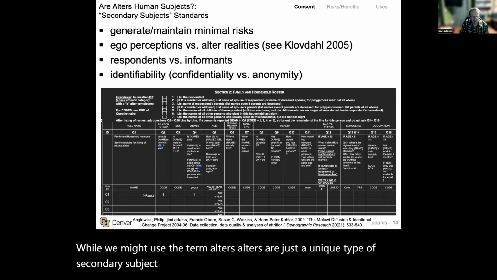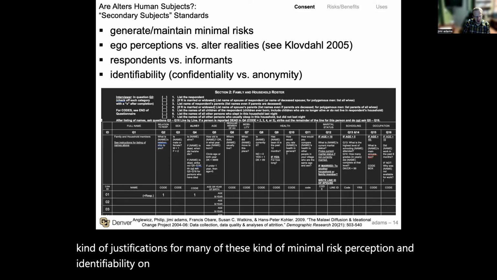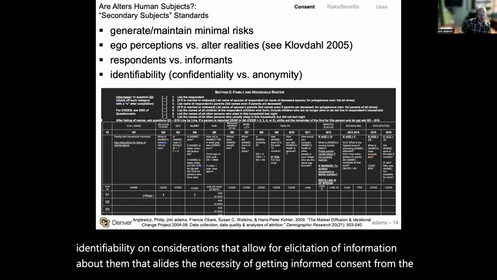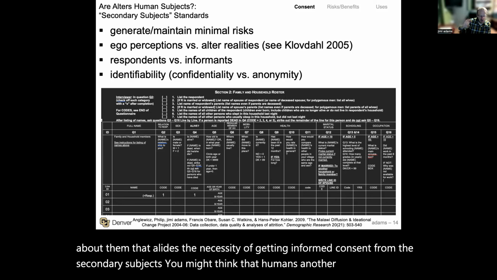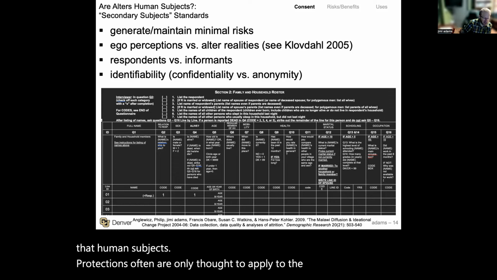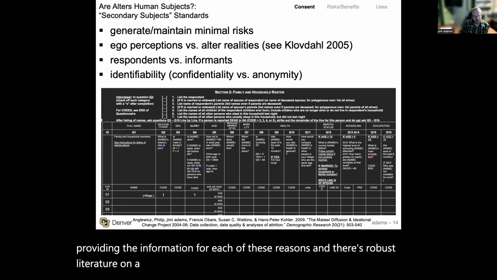And the literature on secondary subjects has provided justifications for many of these minimal risk perception and identifiability considerations that allow for elicitation of information about them that elides the necessity of getting informed consent from these secondary subjects. You might think that another way to say this is that human subjects protections often are only thought to apply to the primary subjects, those providing the information, for each of these reasons. And there's a robust literature on a variety of these topics out there, mostly outside of a network context.